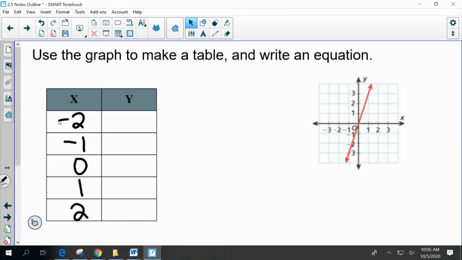So let's look at x equals -1. At x equals -1 right here, what's our y value? -3. So I'm going to write that in. At x equals 0, y is 0. And then our next one would be x equals 1. y is right here at 3. And then for 2, again, it's probably somewhere up here, but we're not going to estimate it, so we're just not going to do that point.